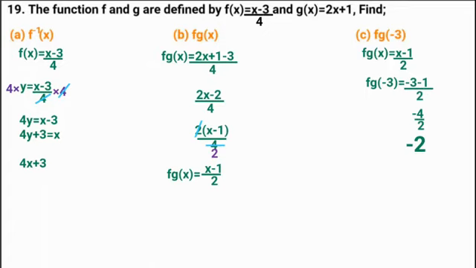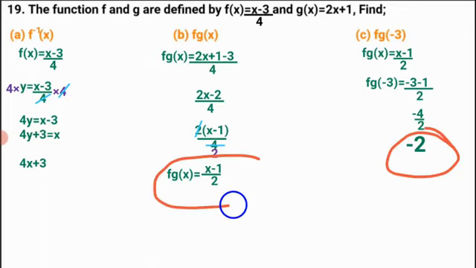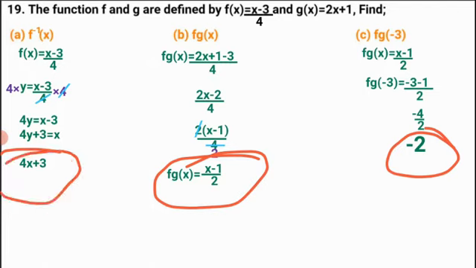So basically these answers down here are the answers you are supposed to write on the answer spaces. So 4x plus 3 for the first one, which is question A, and fgx is equal to x minus 1 over 2 for the answer on B, and -2 for the answer on C. So basically those were the answers we are supposed to write.